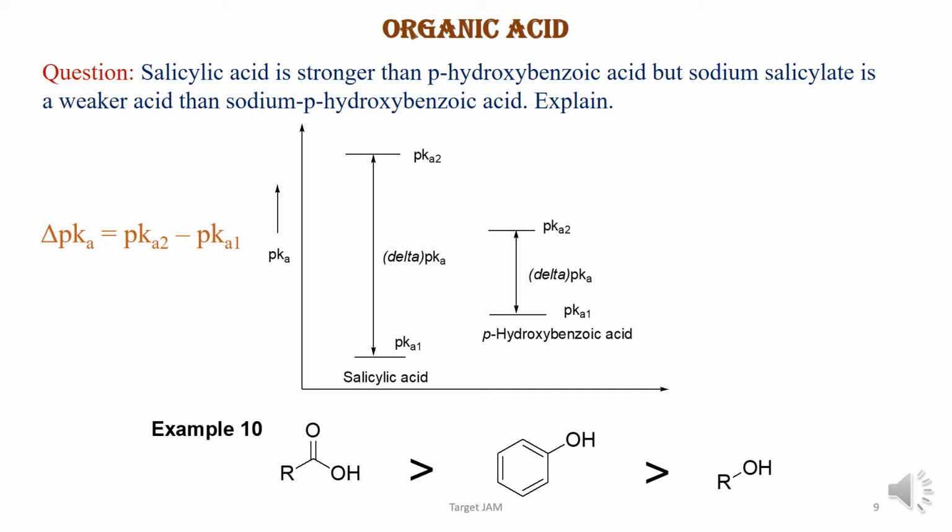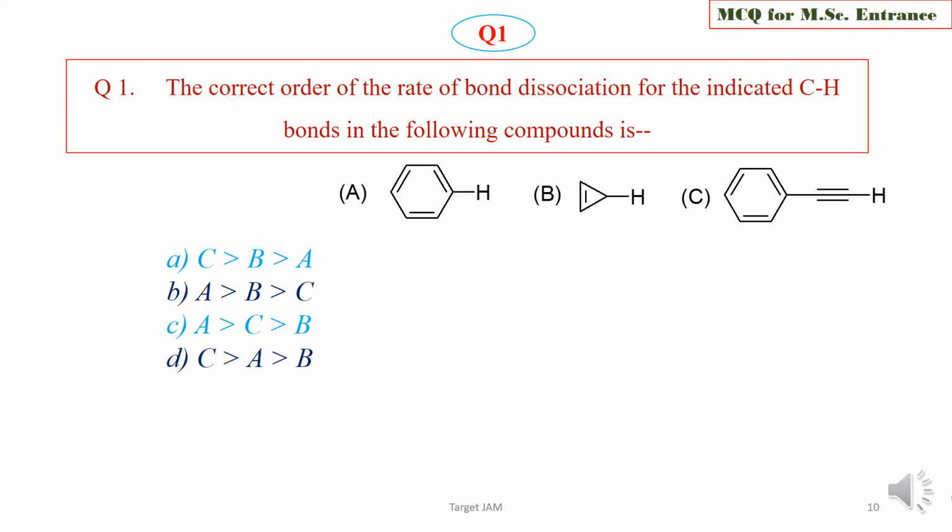Now among these carboxylic acid, phenol and alcohol, carboxylic acid is much stronger acid than phenol, and normally the pKa of carboxylic acid is around 4 to 5, and the pKa for phenol is normally around 10, and for alcohol it is beyond 15.